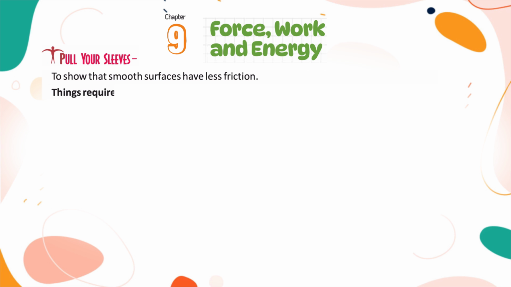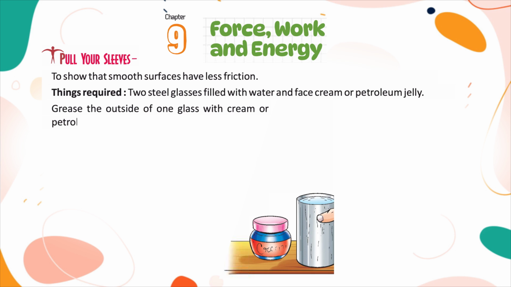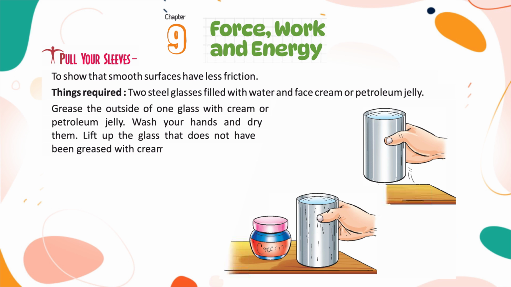Pull up your sleeves to show that smooth surfaces have less friction. Things required: two steel glasses filled with water, and face cream or petroleum jelly. Grease the outside of one glass with cream or petroleum jelly. Wash your hands and dry them. Lift up the glass that has not been greased with cream. Now, try lifting up the glass that has been greased with cream.